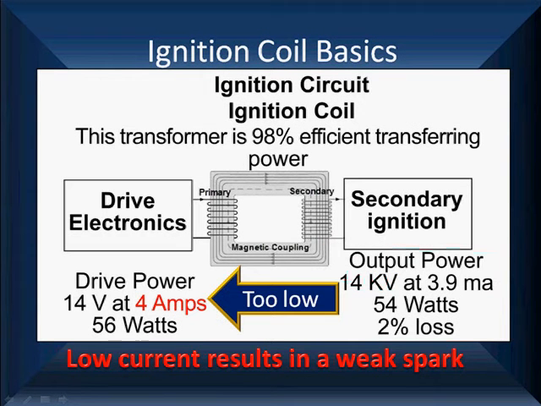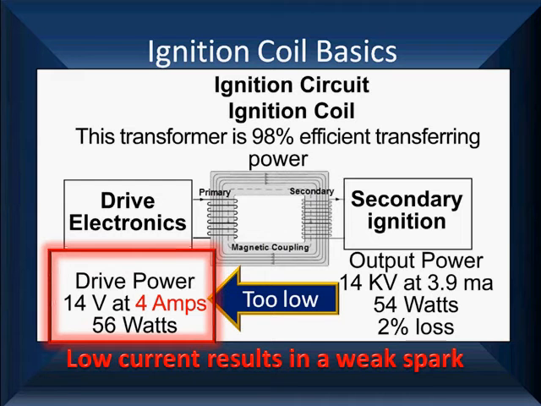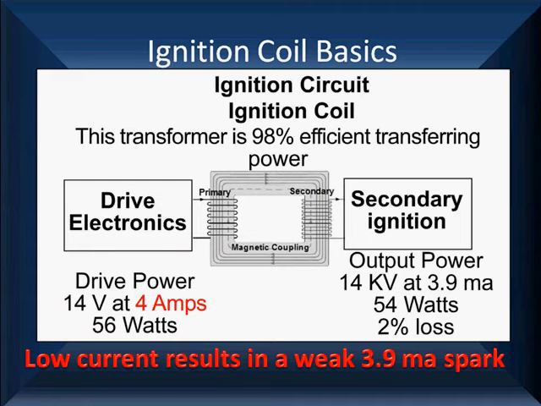We're also going to wind up with a weak spark if we have a situation like we have here, where we have low input power. In this particular case, we have 14 volts at 4 amps. That gives us 56 watts. This low current is going to result in a weak spark on the output side.